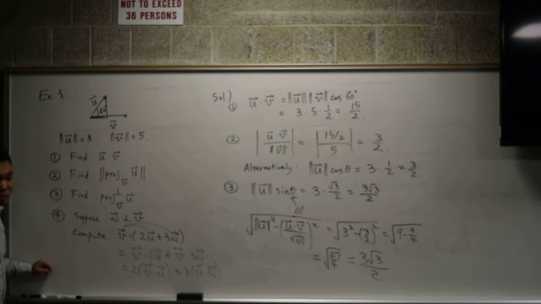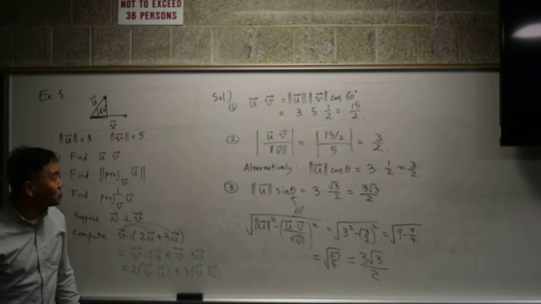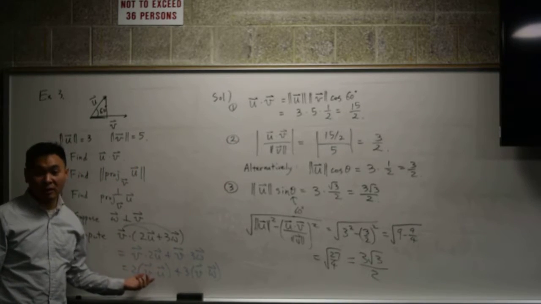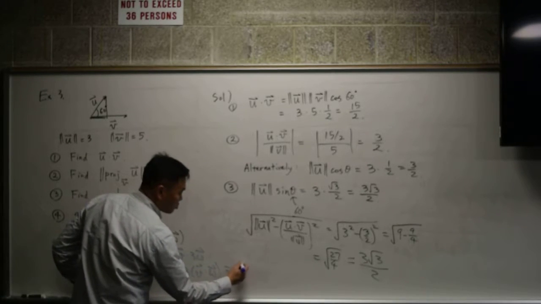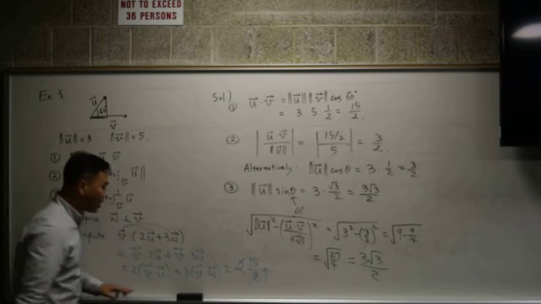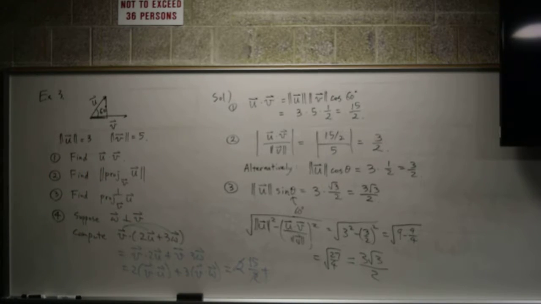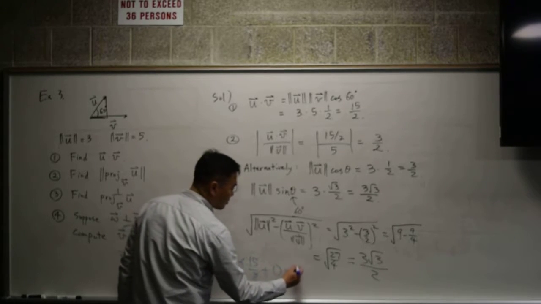Okay, what's the first one? What's v dot u? 15 over 2. We have it right here. u dot v and v dot u are the same because the dot product is commutative, right? So this gives you twice 15 over 2, so 2 and 2 cancel. How about v dot w? What's that? 0, because these are perpendicular. So the answer is 15.